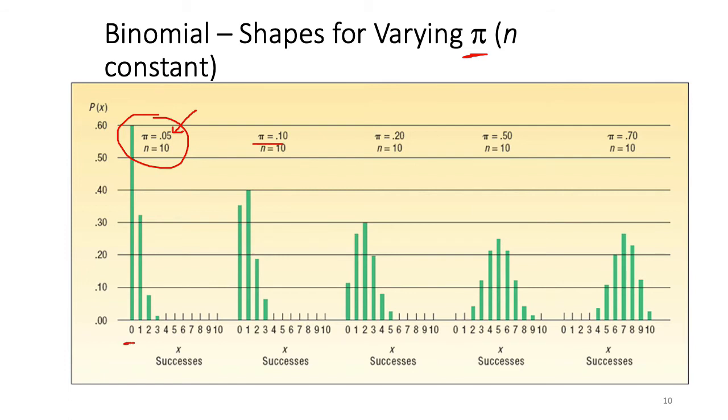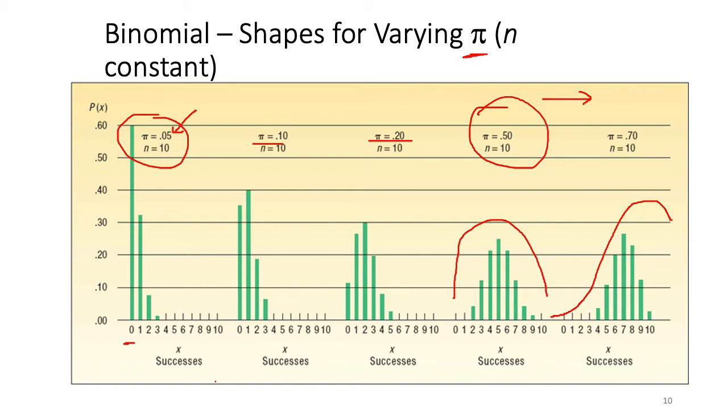But as the probability of success rises, what we see is that the shape of the distribution is going from a severe positive skew and kind of shifting. And notice when pi is equal to 0.5, the distribution is in fact perfectly symmetrical. Now, as pi starts to grow and the probability of success increases, what we would see in the binomial distribution is that it would go from positive skew to negative skew.